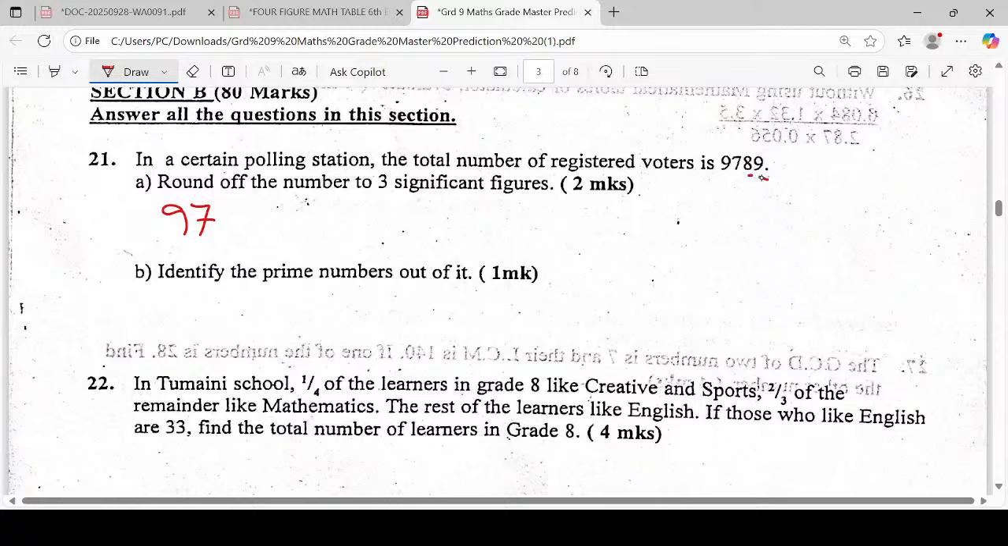But looking at the number on its right, it's more than 5, so it will increase the 8 by 1. So this is going to become 9. So that is going to be your answer to 3 significant figures. That's going to become your answer, dear learners.